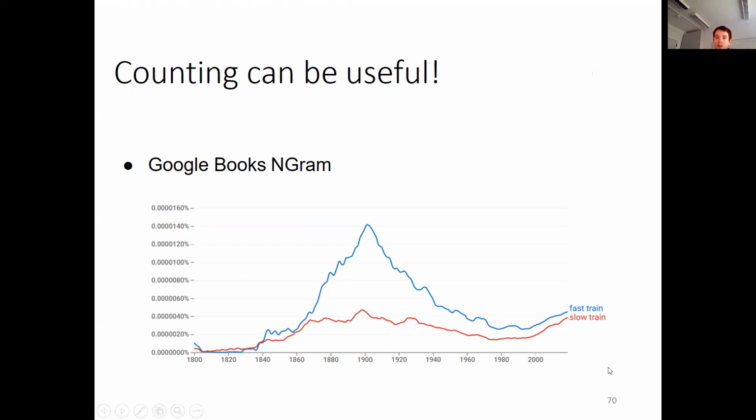What's the relative frequency between fast trains and slow trains over time? We can see an interesting pattern here that over time, trains were more and more considered fast until the 1900s. In the 1900s, what happened? The airplane was invented and also the car became more widespread. And since then, the fast trains have declined again in frequency compared with the slow trains. So today, trains are not considered so much fast anymore.